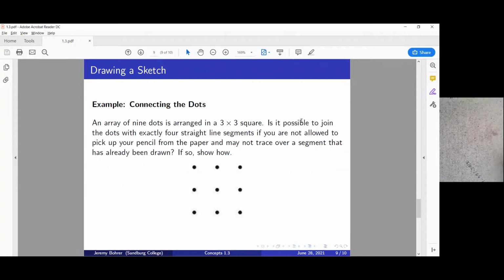Next problem, an array of 9 dots is arranged in a 3 by 3 square. It is possible to join the dots with exactly 4 straight line segments. Is it possible to join the dots with exactly 4 straight line segments if you're not allowed to pick up your pencil from the paper and may not trace over a segment that has already been drawn? If so, show how. Well, this is totally possible.